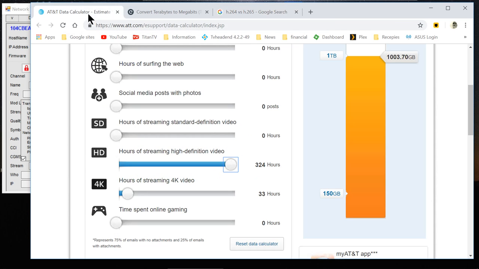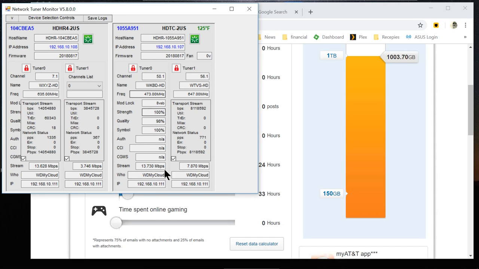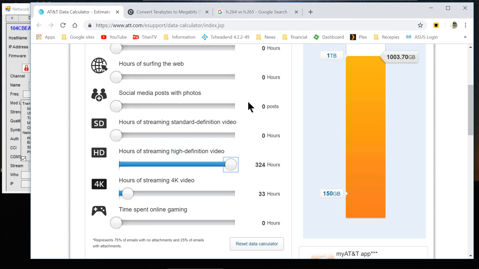So what that means is, like Comcast in my area, and I'm sure a lot of others too, they have a 1 terabyte cap of data per month, specifically in my area. That equals about 324 hours of high definition video, which these would fall into that category over the air. But since I'm using the H.264 stream, it's much lower, so I would get more content. And 33 hours of 4K would equal the terabyte.